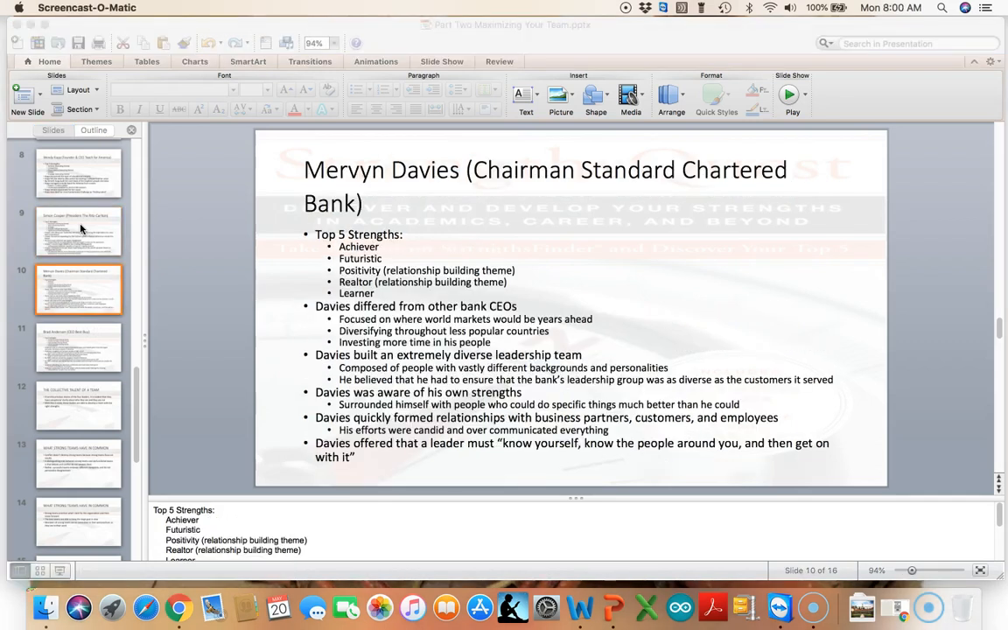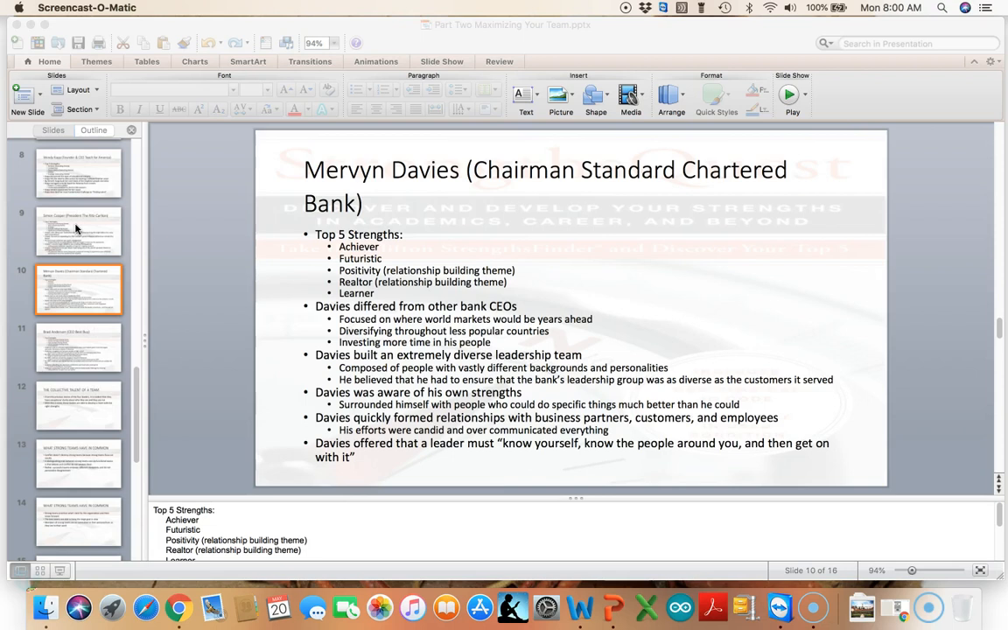Mervyn Davies, the chairman of Standard Chartered Bank, includes among his top 5 strengths achiever, futuristic, positivity, relator, and learner. And these are relationship building themes overall. Davies differed from the other bank CEOs as he focused on where the world markets would be years ahead, diversifying throughout less popular countries and investing more time in his people.